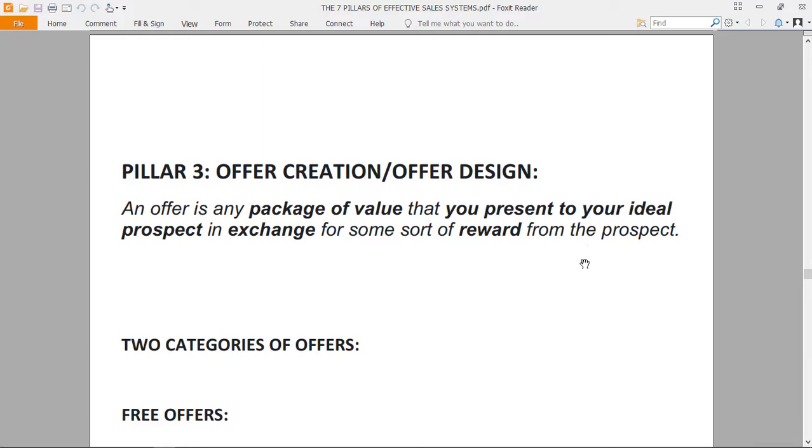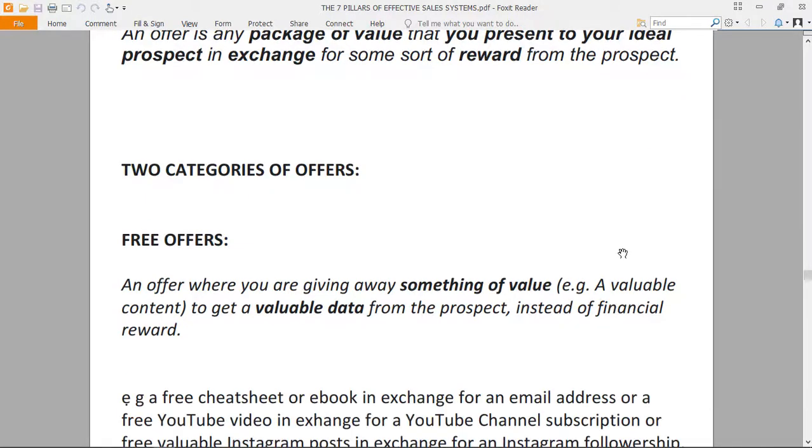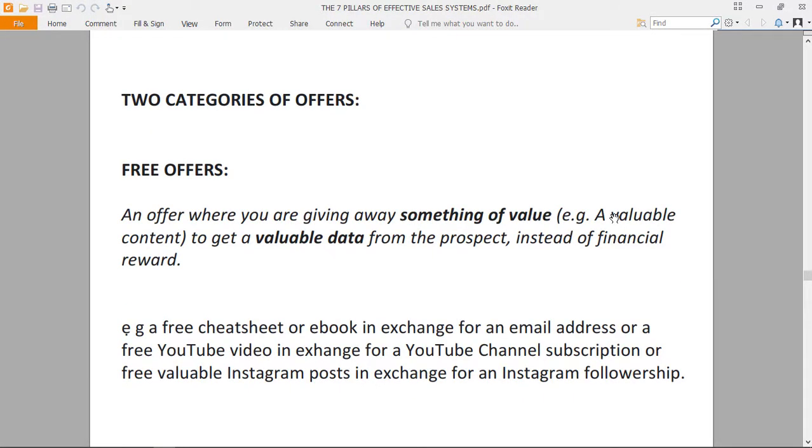Now there are two categories of offer, which naturally follows from that. We have free offers, where the goal is not to get financial reward from the prospect, but instead to get valuable data. So you're giving something away for free, something of high value. Please note, not just anything, but something that is valuable to the prospect based on your understanding of their situation and context. You're giving something of value in order to get valuable data from the prospect instead of financial reward. I hope you're understanding that.